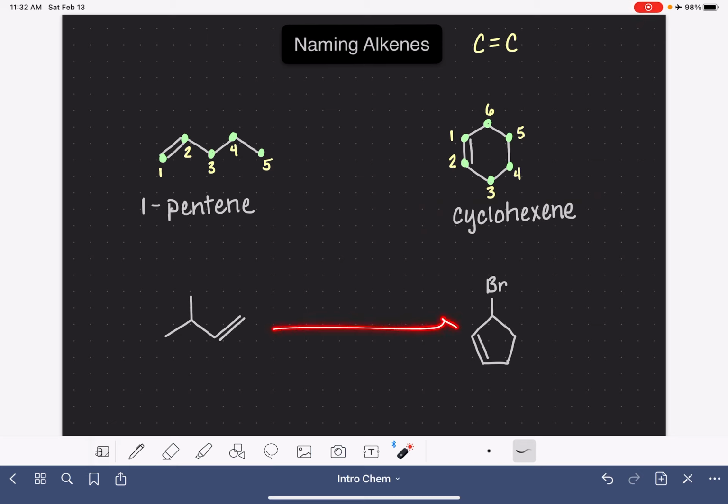The next 2 examples that we're going to look at have branches or halogens, so give us a chance to practice that as well. First thing we have to do is find the longest chain of carbon atoms, like this. And I could have also gone this way.